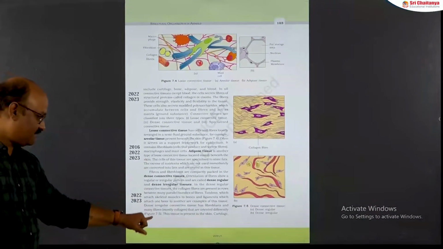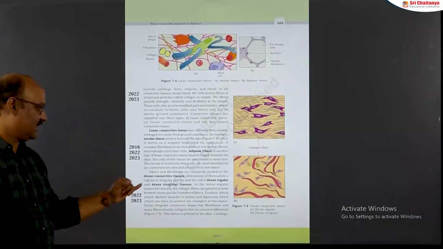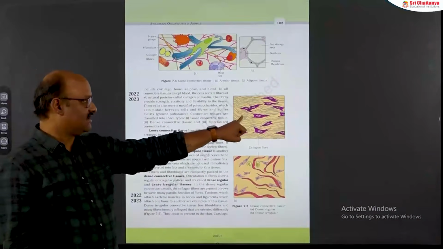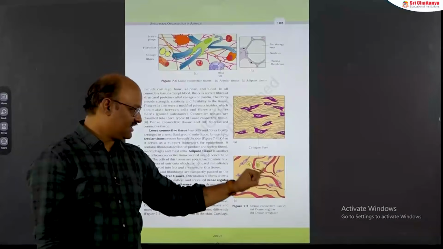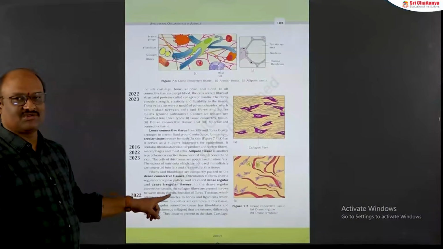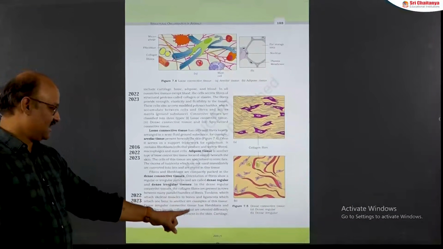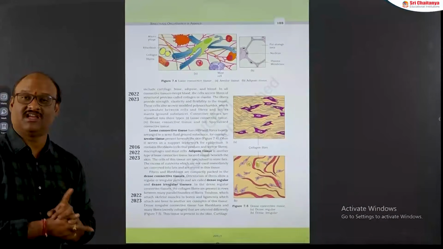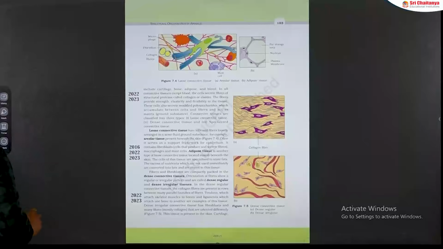Then finally this part is very important again, where you can see dense regular and irregular connective tissues. In dense regular connective tissue, fibers and fibroblasts are arranged parallelly. In irregular connective tissue, they are arranged in an irregular fashion. Examples of regular connective tissue are tendons and ligaments. Tendons connect muscle to bone, whereas ligaments connect bone to bone. So that was a very important area, given in the NEET examination twice.